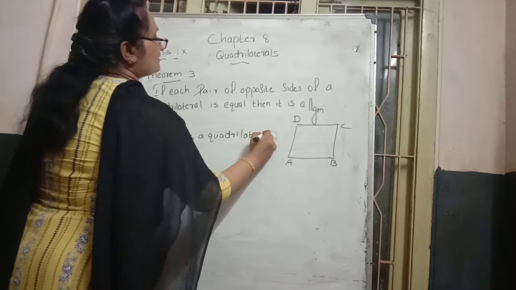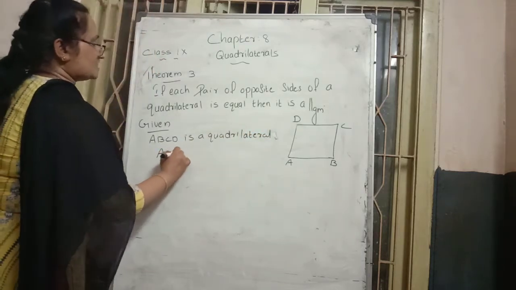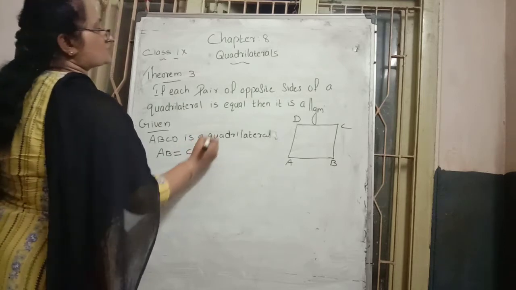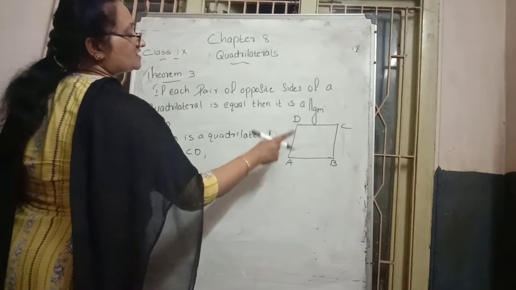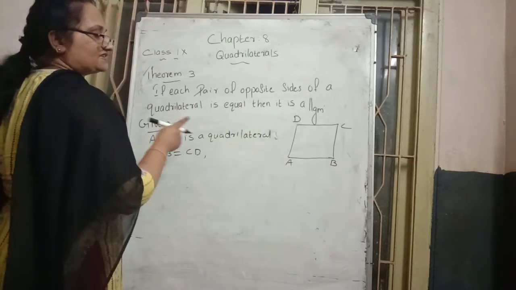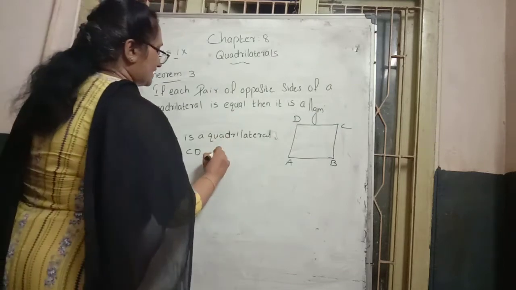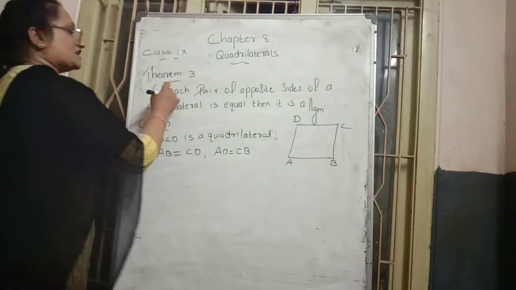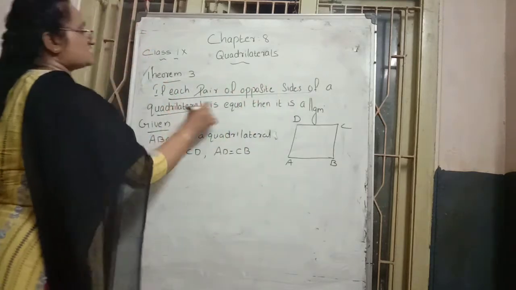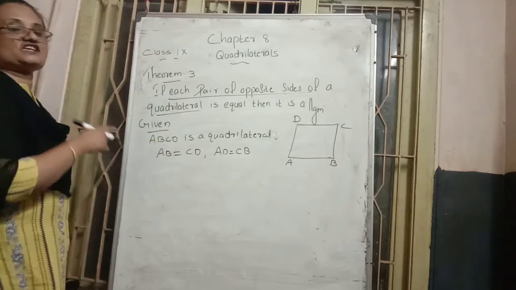Then next, what they have given: their opposite sides. Which are the opposite sides? AB is equal to CD. They gave that in the question. How many pairs of opposite sides are there? 2 pairs. What are they? AB and CD is the first pair. The second pair is AD equal to CB. They mentioned that their opposite sides are equal. That's why we write that information in the given place.